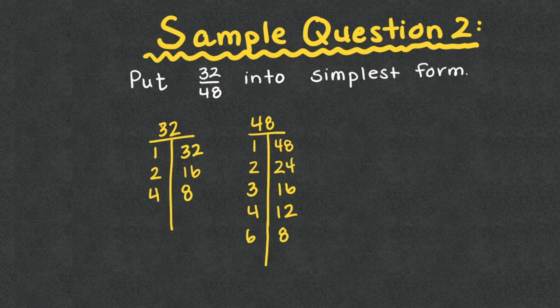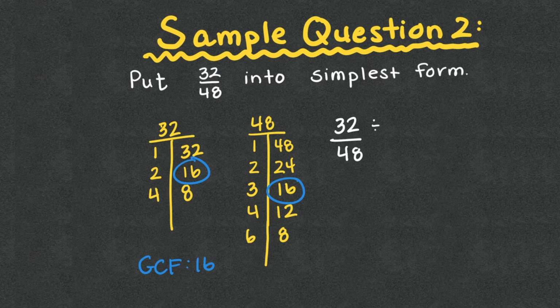After 6 comes the number 7. That doesn't work. 8 is next. We already have it, so we are done. So if we look, we see that 16 is our greatest common factor. So we take our fraction. We have 32 over 48. We're going to divide both of these numbers by 16.